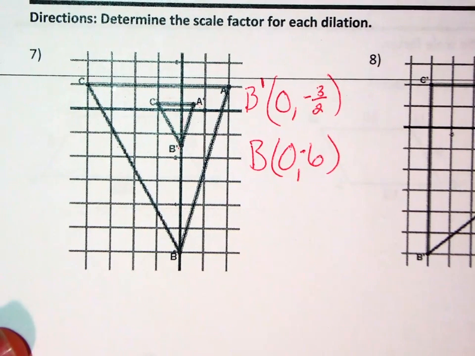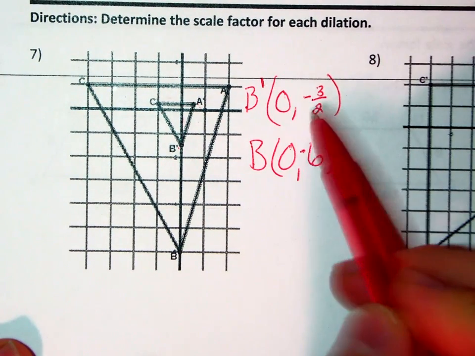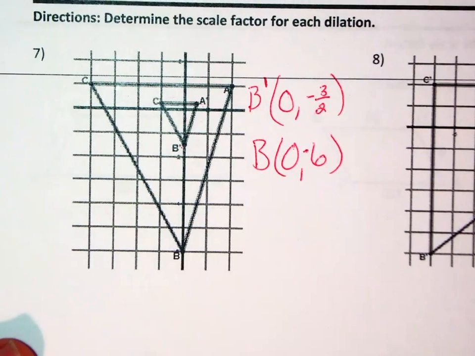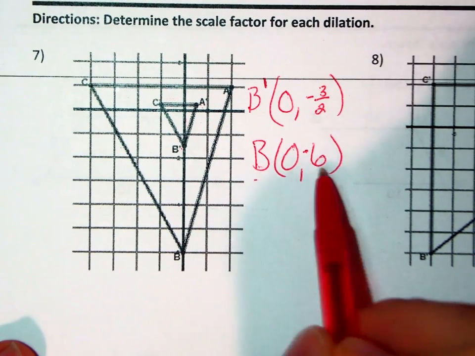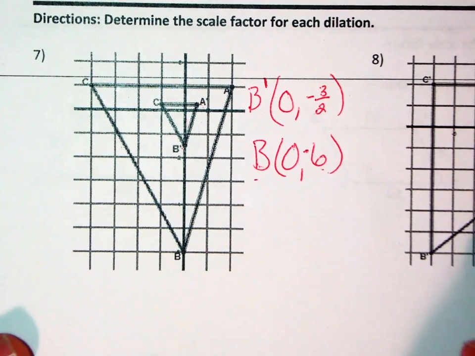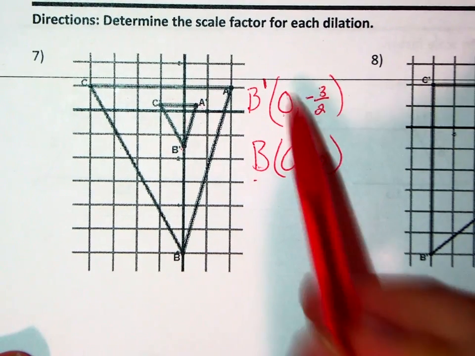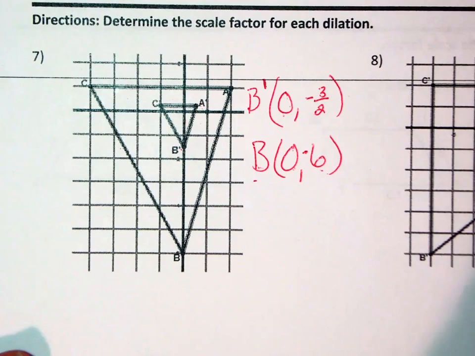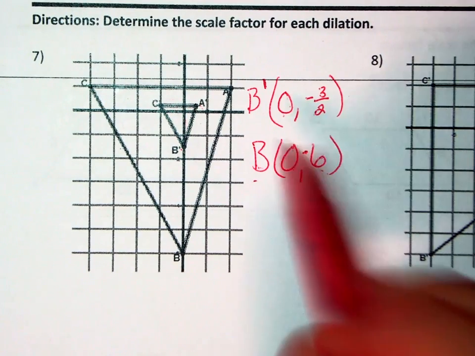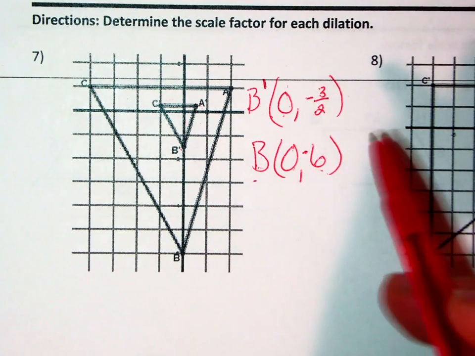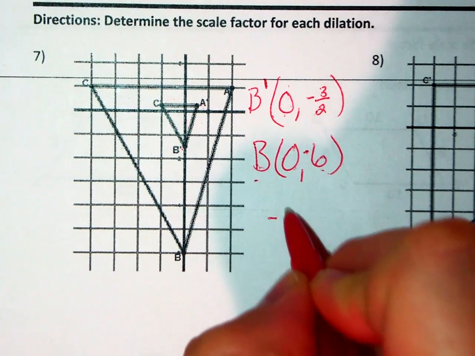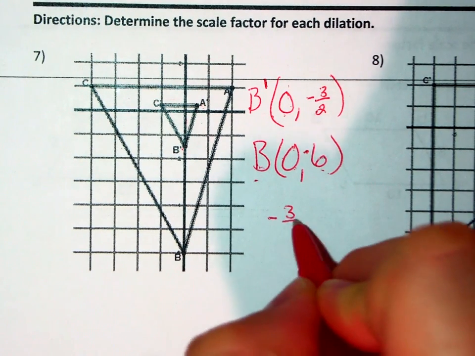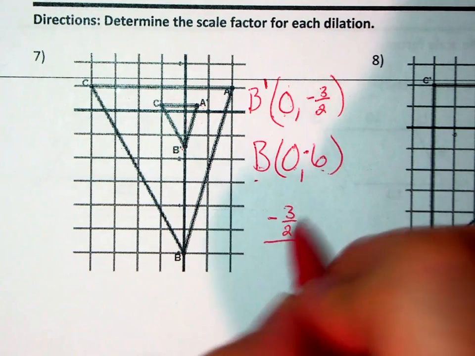Now in order to find my scale factor, I'm simply going to take my B prime value, one of the two values, either x or y, and divide it by my pre-image value, either x or y. Again, I have to be consistent. If I use x, I divide by x, which isn't going to help me much because 0 divided by 0 is not going to tell me anything. So I can't use 0 when it's an option. I'll have to use negative 3/2 divided by 6.